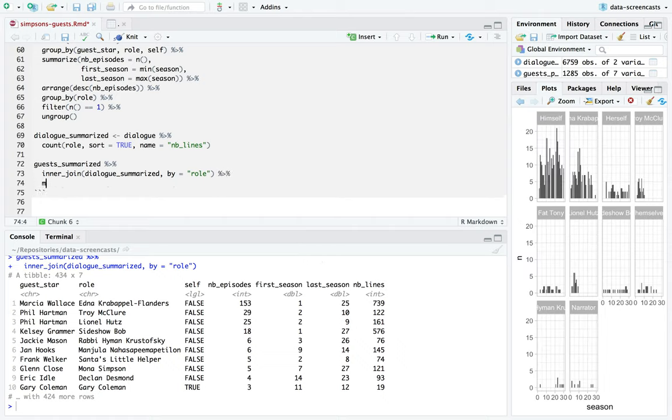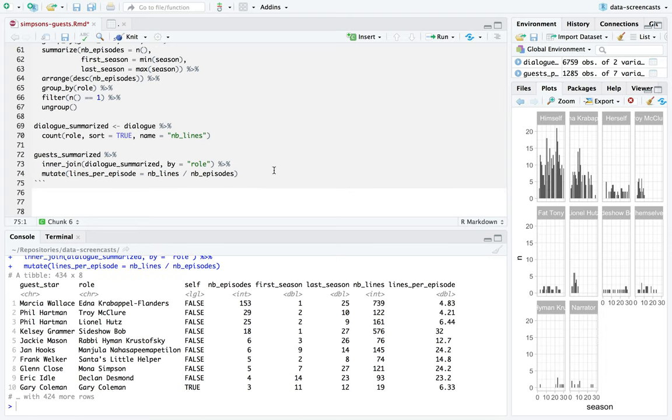And now we can add lines per episode, or NB lines divided by NB episodes. So, here we can see Ms. Krabappel and Troy McClure, Lionel Hutz, each of these had around 5 lines an episode that they were in. Each of these tend to be a joke. Mrs. Krabappel is a teacher. Troy McClure just appears for a couple lines to do an informational movie. And Lionel Hutz is a terrible lawyer. Each of these characters generally has some jokes in an episode.